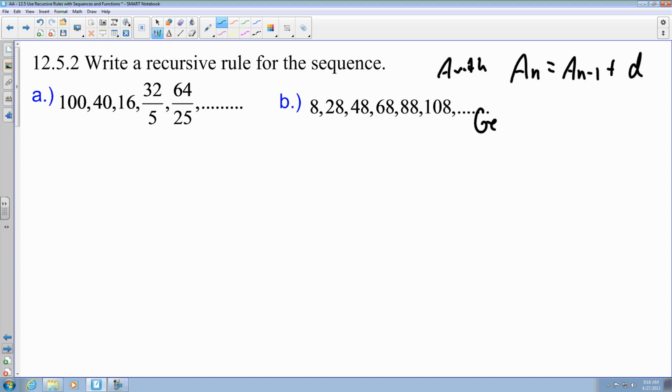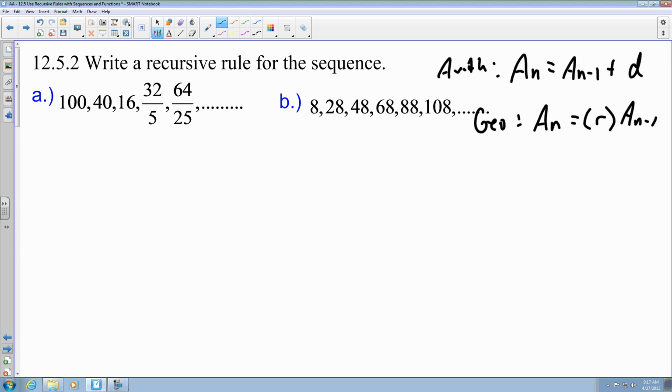And then if it's geometric, it's going to be a sub n equals whatever the common ratio is, so that's going to be r times a sub n minus 1. So those are the general equations for those two patterns, if that's what it has for each sequence. If it has neither of those things, then we have to do a little guess and check.